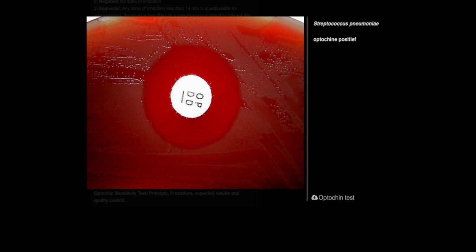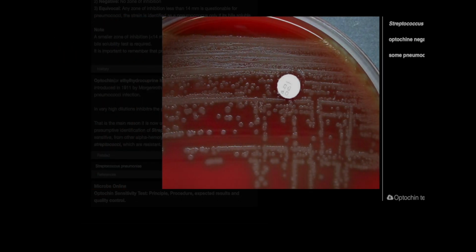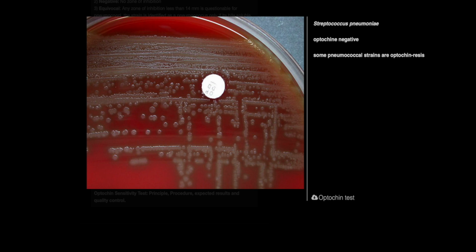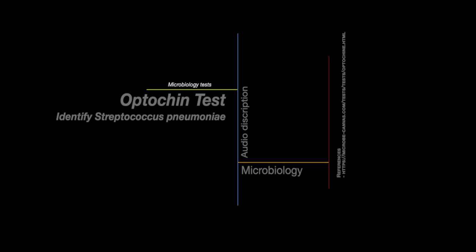Optochin test poem. A disc of Optochin, small and white, tests the bacteria, day and night. If a halo doth appear, pneumococcus, it is clear, but if no zone is to be seen, further tests will tell the scene.